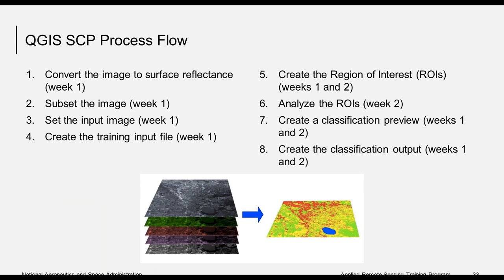So here's the process flow we will use to conduct a supervised classification this week and next week. This week, we will convert the image to surface reflectance, subset the image, set the input image, create the training input file, and create regions of interest or training sites. I'm going to use those terms interchangeably. Regions of interest is what the QGIS plugin calls them, but they are the same thing as training sites. So as to not get you confused.